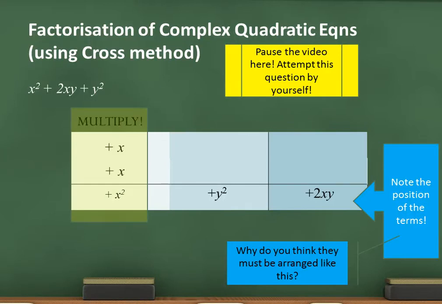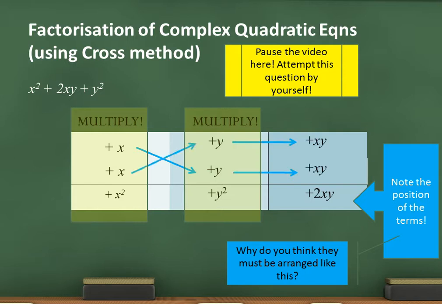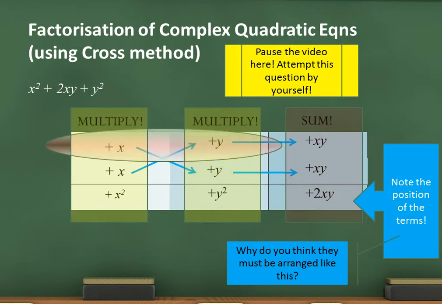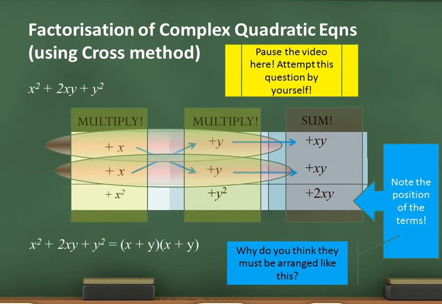We break up the x squared term. Second column is also multiply. We break up the y squared term. For the last column, we cross multiply the first two columns. So I get positive xy, and another positive xy. For the last column, we are always checking by sum, or adding up. Once the three columns are correct, we get our answers as indicated by the two ovals here. The answer is (x + y)(x + y), and of course I can simplify this by writing (x + y) squared.